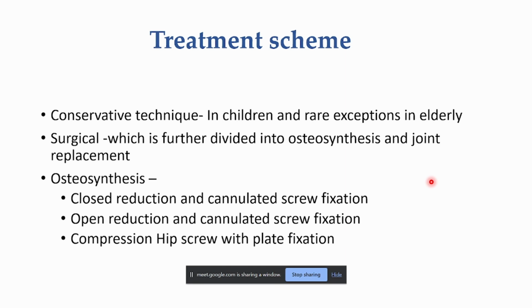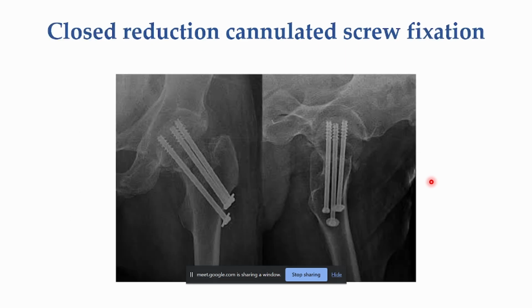The first one is closed reduction and cannulated screw fixation. The second one is open reduction and cannulated screw fixation. The third one is compression hip screw with plate fixation. In closed reduction and cannulated screw fixation, we make an incision 3 centimeters distal to the greater trochanter. There are three screws. The first screw is placed at the inferior aspect of the neck of the femur. The second one is placed posteriorly, and the third one is placed anteriorly.